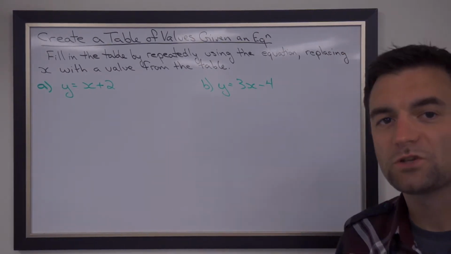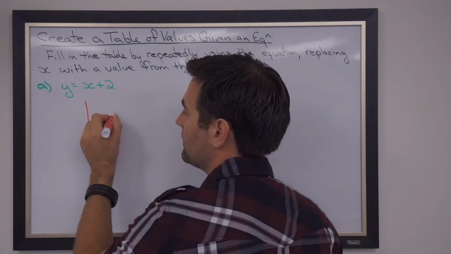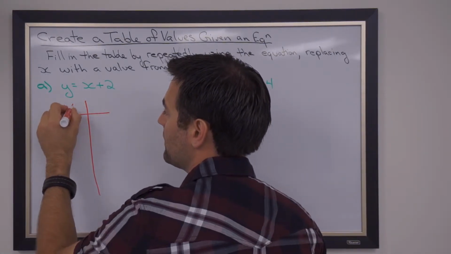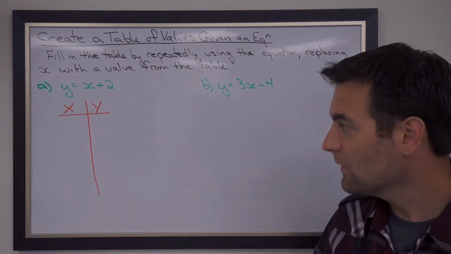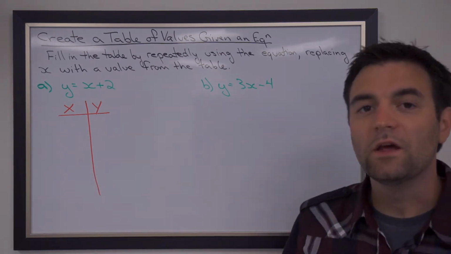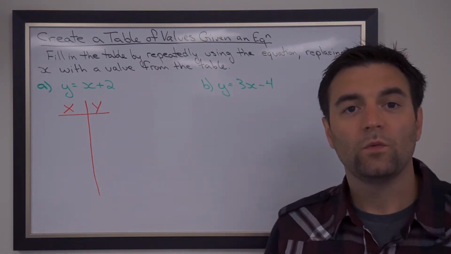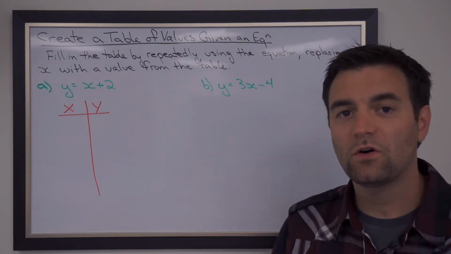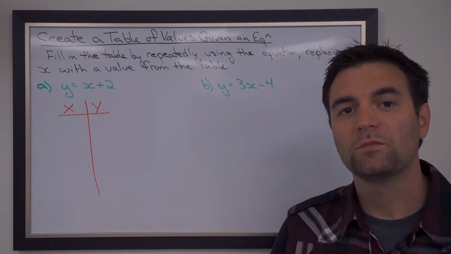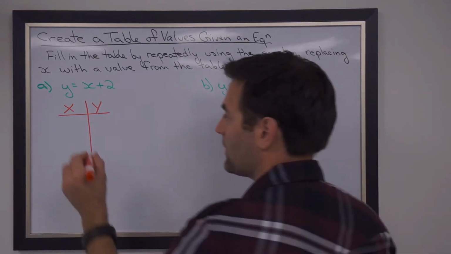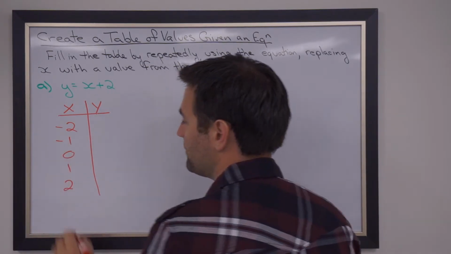What we need to do is actually create a table. Now you also hear this called a t-chart. We just set it up, x, y in alphabetical order, and it just looks like a little t. And now we need to fill in values for our x. When there's no fractions involved, the numbers that we can use to fill in can be from -2 to +2: -2, -1, 0, 1, and 2.